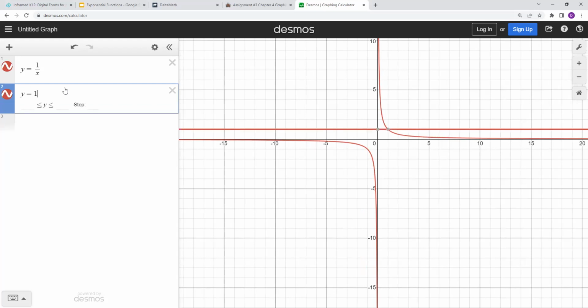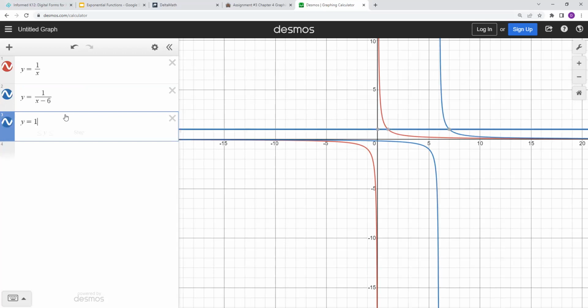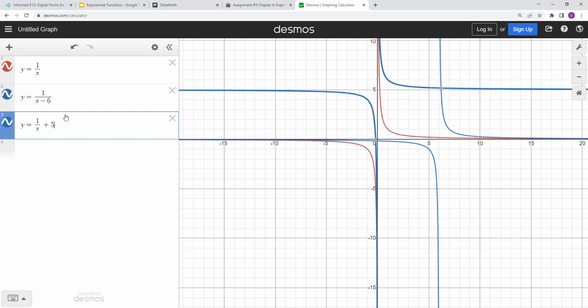1 over what? x minus whatever, like 6, right? Okay, so you see that. On the rational expressions, if it's in the fraction, it's shifted to the right 6. If it's a plus 6, it's going to go to the left. What if I did y equals 1 over x, and then plus 5? Look what happens. It goes up 5, right? Okay, so just be mindful of these shifts.